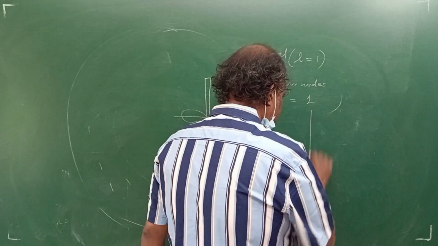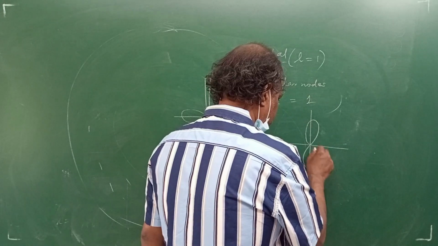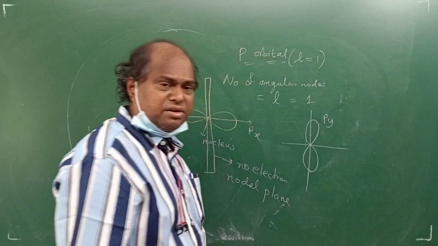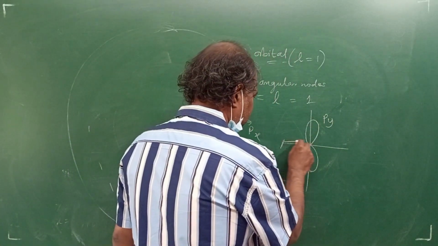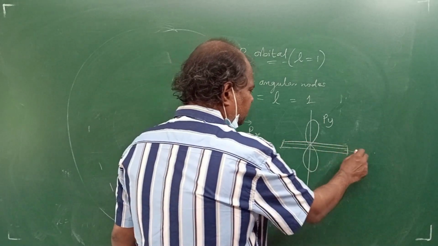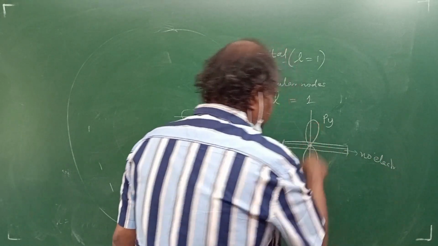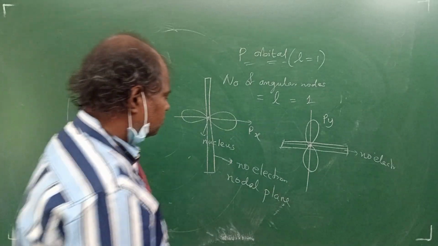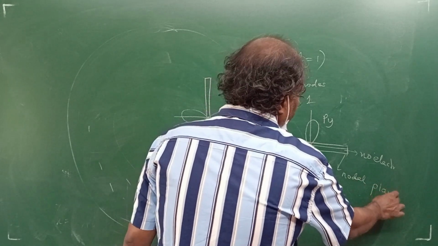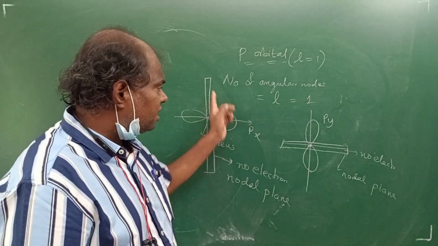The same thing will happen for py also. So I can draw py. Okay, this is your py orbital, right? Now, student, this is an angular node. If you see this plane, no electron is there in this plane. That plane contains the nucleus. So here also one angular node is there. This is also a nodal plane for py orbital. The same thing you will get for pz orbital also. You will get one angular node.